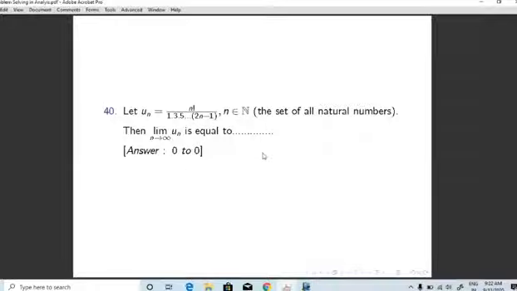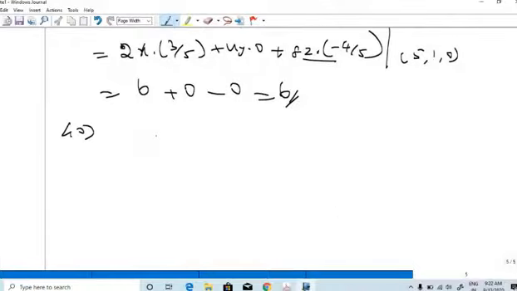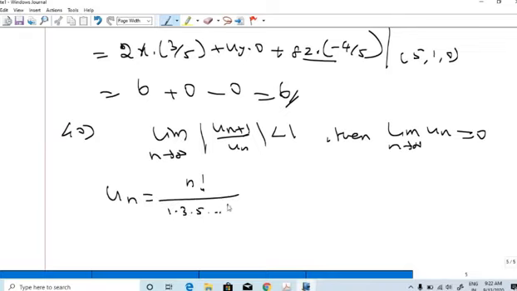Okay, now this one. Let u_n equal to n factorial by 1 into 3 into 5 into ... into (2n minus 1). Then what is the limit of this sequence? We know one result: limit as n goes to infinity of modulus of u_(n+1) by u_n. If this is less than 1, then the limit of u_n is 0. So therefore you have to find this. Here u_n is nothing but n factorial by 1 into 3 into 5, only odd terms, up to 2n minus 1.